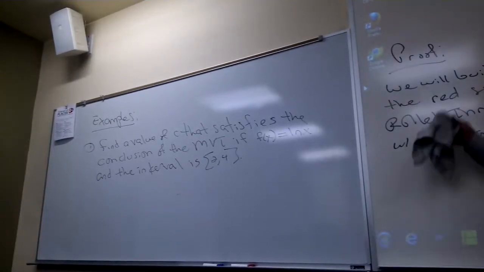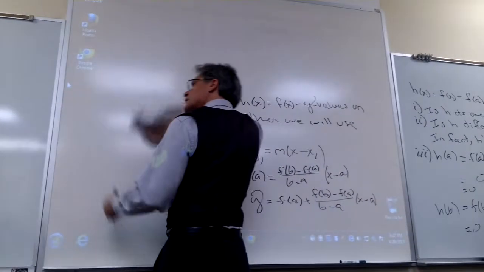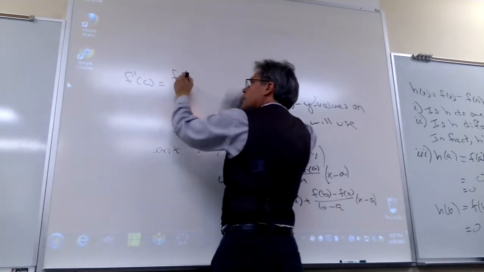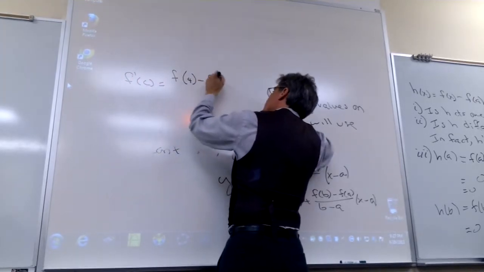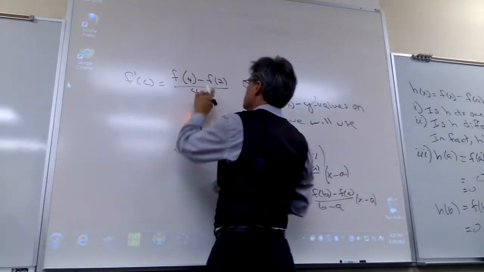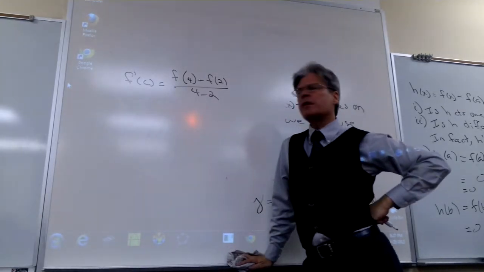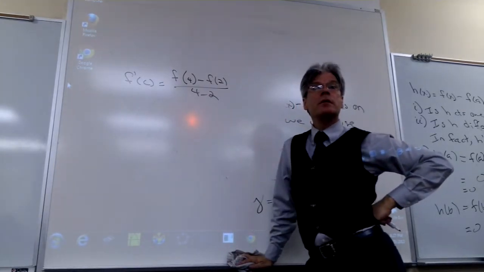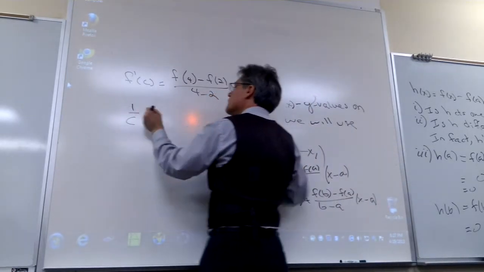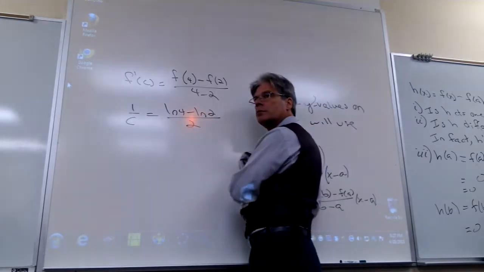All right. Well, I think the conclusion of the mean value theorem simply says that f prime of c is equal to my f of b minus my f of a all over my b minus a. When you look at my function f, what's its derivative? It's just 1 over x. So I think f prime of c is just 1 over c, equal to my natural log of 4 minus my natural log of 2 all over 2.